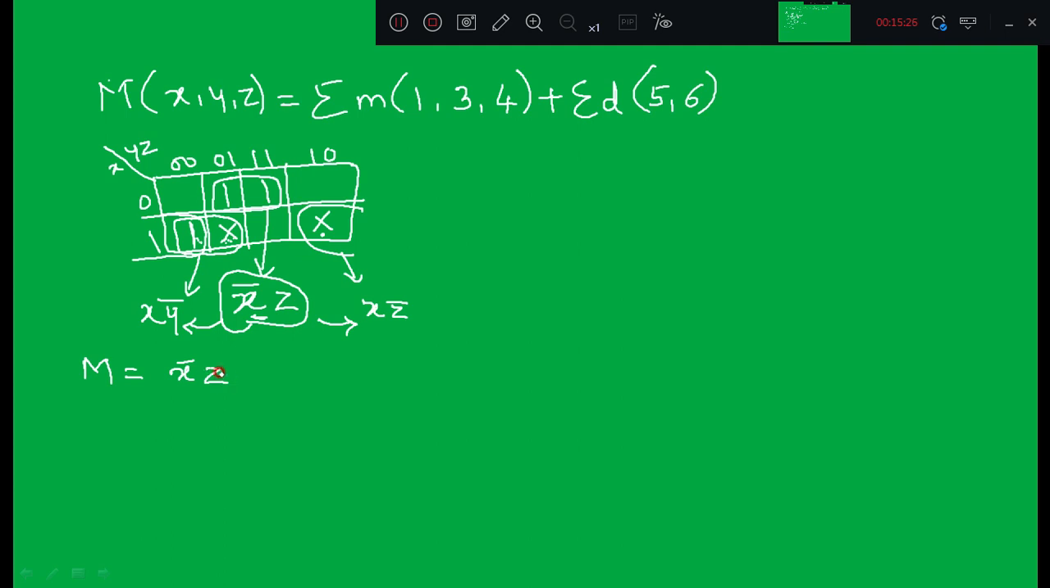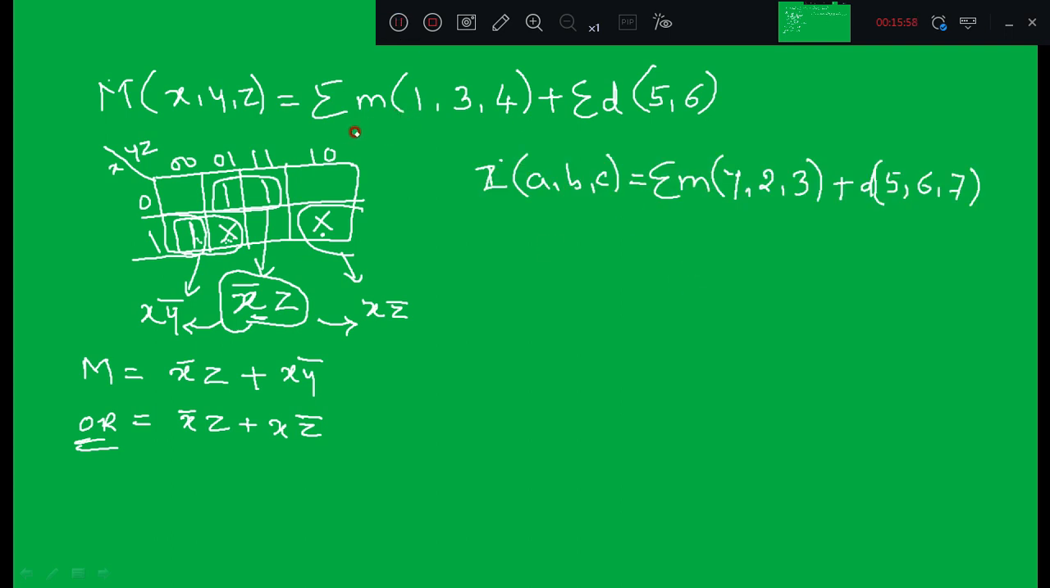One is x bar z, that is common. Either you will write x y bar, or the second expression, x bar z plus x z bar, right? So I hope this example is clear to you. So when to consider the don't care along with ones and when not to consider. Okay, then next we will see one more example.